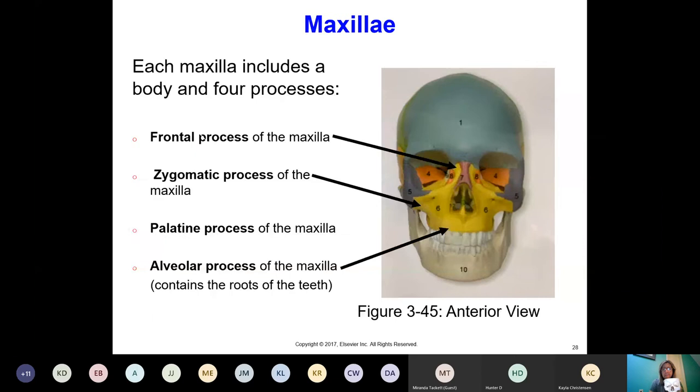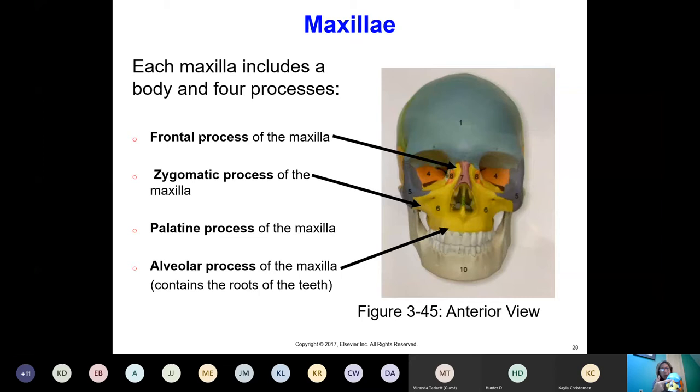Each maxilla, so we're going to say the maxilla is two different bones that are fused. Each maxilla includes a body and four processes. So let's get the colored one back out again. It's easier to see. So we've got the frontal process of the maxilla. Remember, if you change "of the maxilla" to "on the maxilla," these are all going to be on the maxilla. The process is an area that kind of juts out to articulate with another area. So the frontal process is where the maxilla comes up and meets the frontal bone.